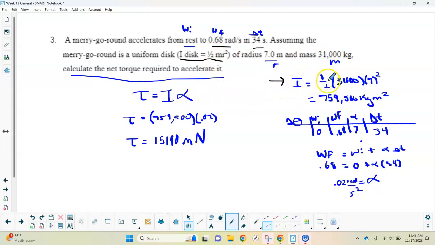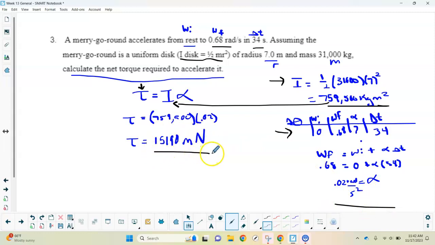I did that first. So 1/2 times 31,000 times 7 squared. So you get that value. That's I in this equation. We're trying to get the torque. So torque is equal to I alpha. We don't have R or F or sine theta, so we're not going to use that equation. We're going to use this one. And then I used kinematics to get alpha. So again, just plugging in, very similar to what we did. You got 0.02 radians per second squared for alpha. So you multiply those in, you get 15,190 meter newtons for the net torque.